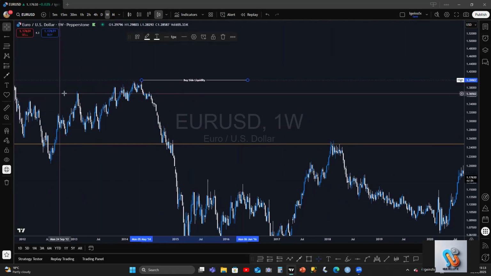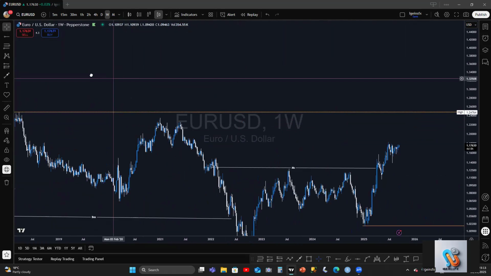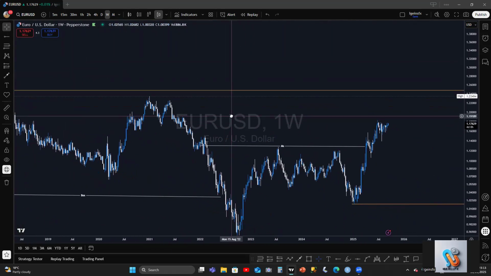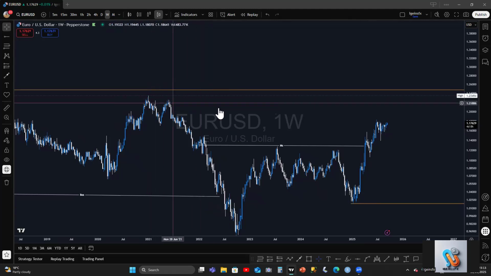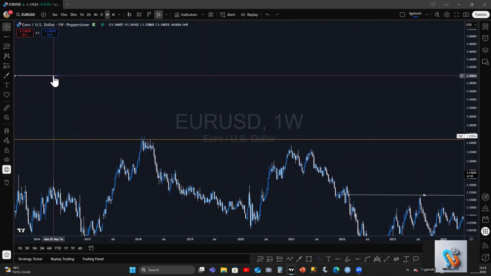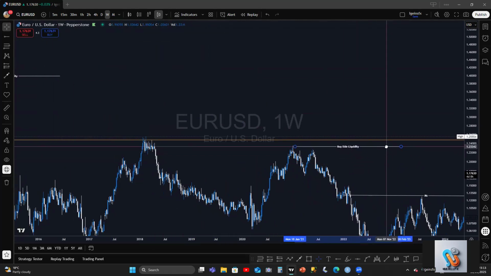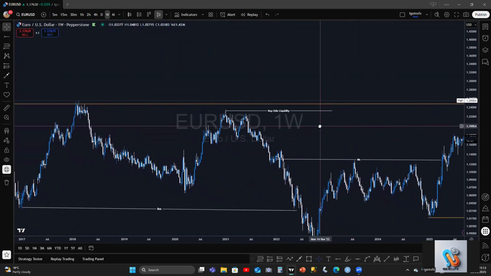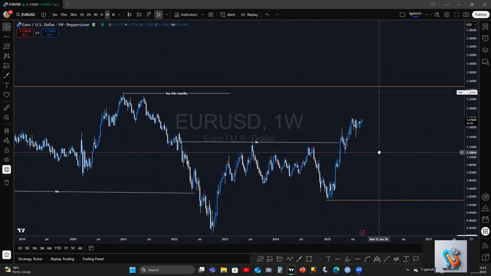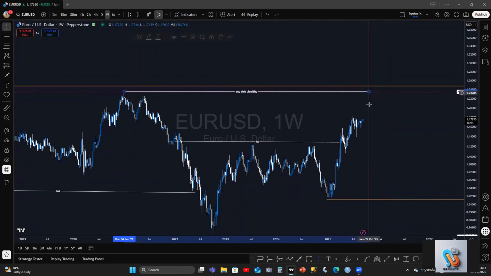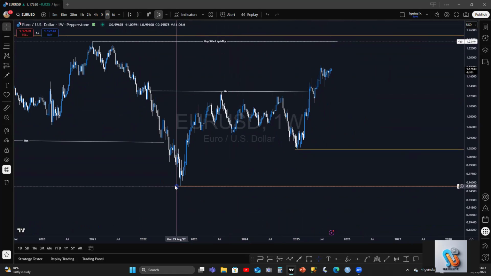This point is where sellers will wait for price. Even here, sellers will wait for price because they are waiting to push the price down. So this is a buy side liquidity. At the resistance level, we have buy side liquidity. Then at a support level, we have sell side liquidity.